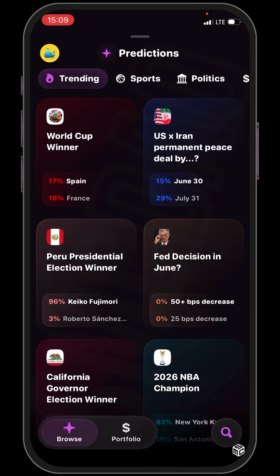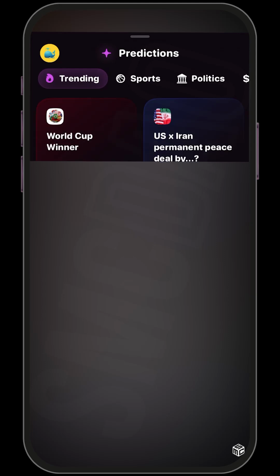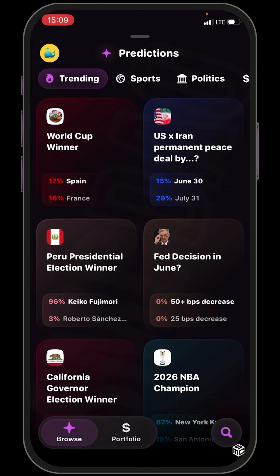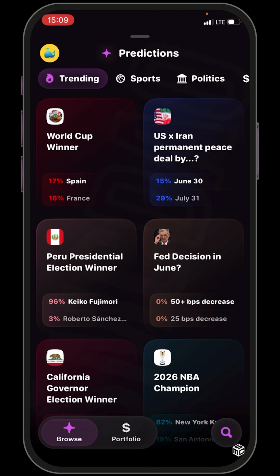So on our screen we have active prediction markets. We have sports, politics, finance, crypto, geopolitics, culture, and so on. So let's just focus on trending for now. Once you're here, you just find a topic you know a lot about and then tap on the market. So assuming you want to trade this World Cup winner market, just tap it.